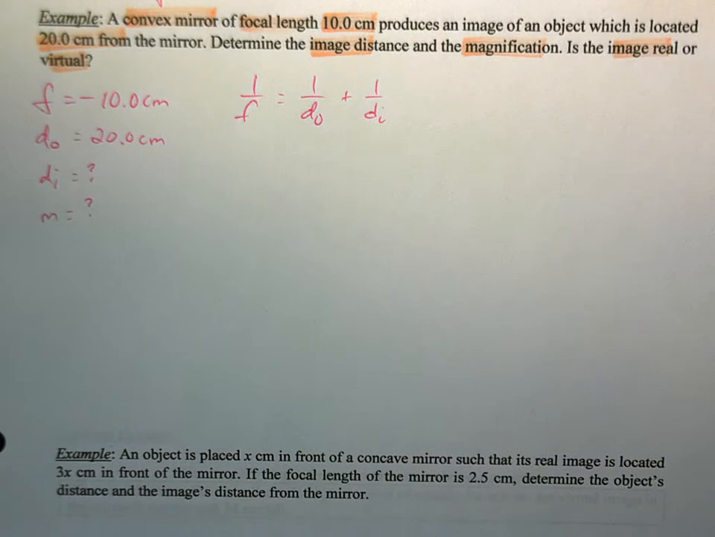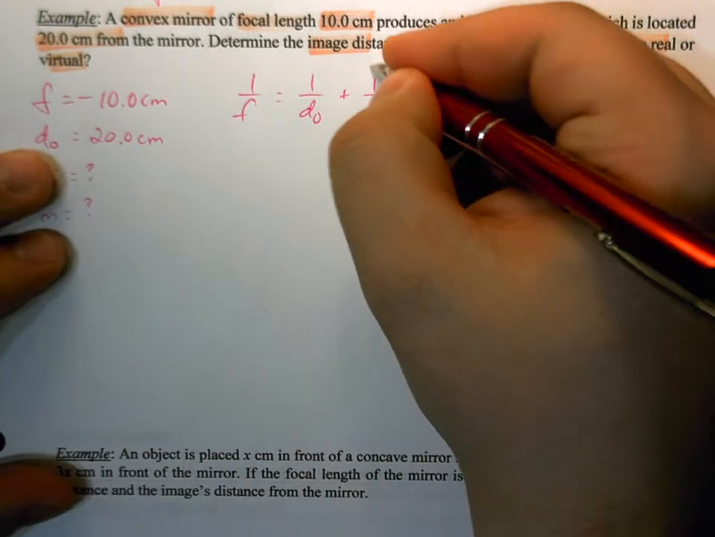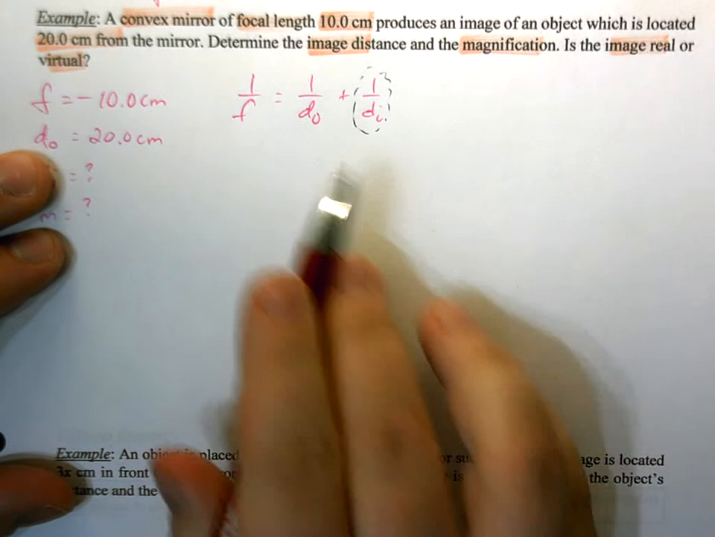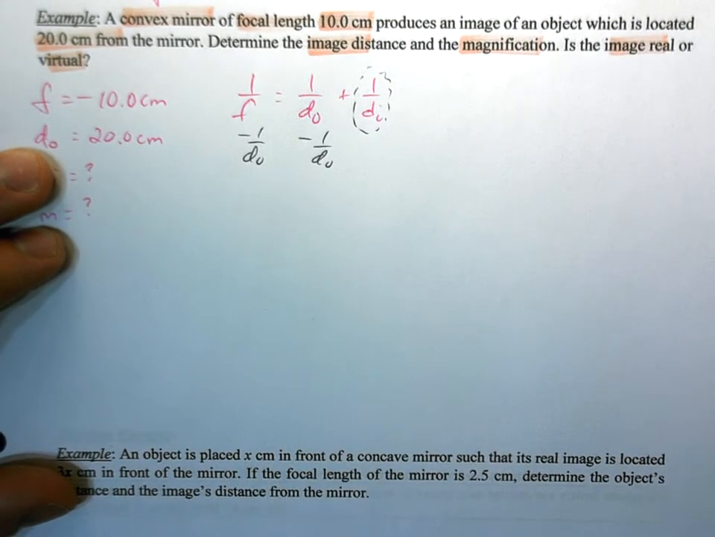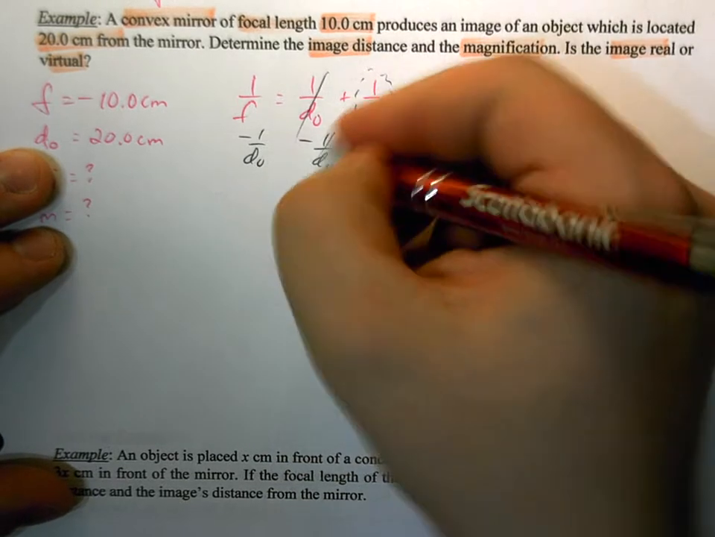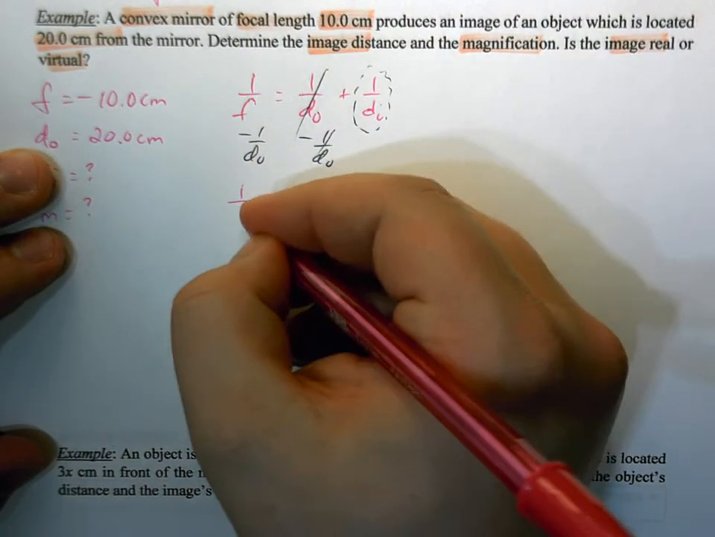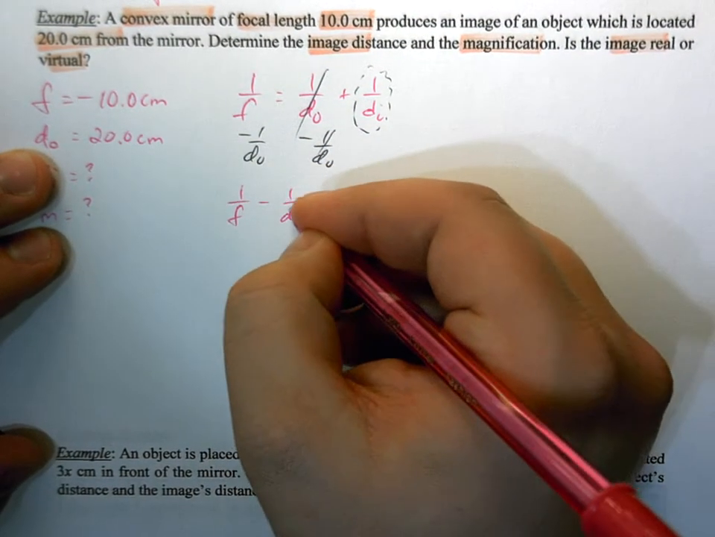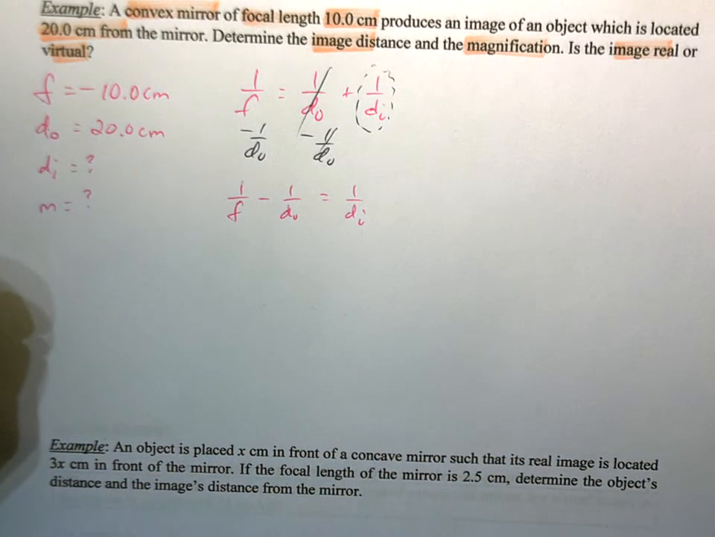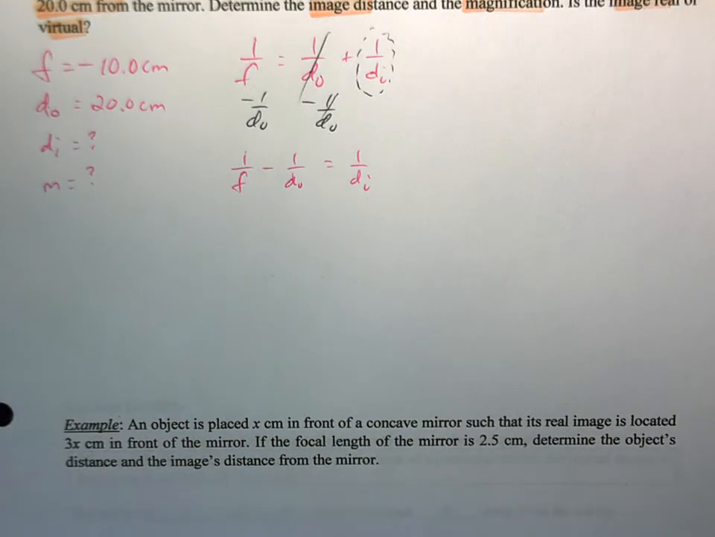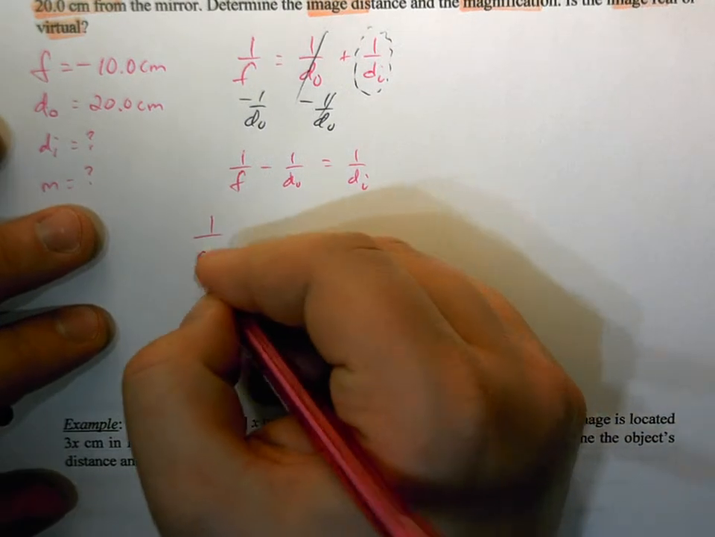Now, I would like to find DI. With the mirror equation, before we find DI, let's just find 1 over DI. So we need to get rid of this 1 over DO on both sides. So what's going to happen here is I'm going to be left with 1 over F minus 1 over DO. This is going to be equal to 1 over DI.